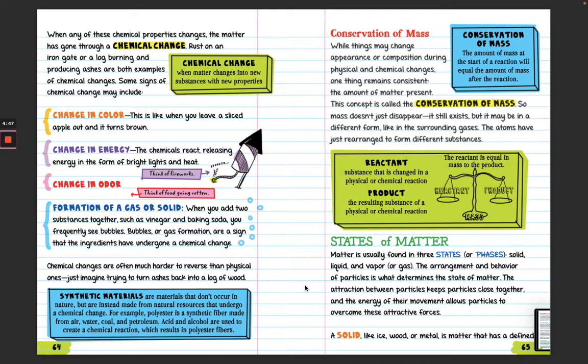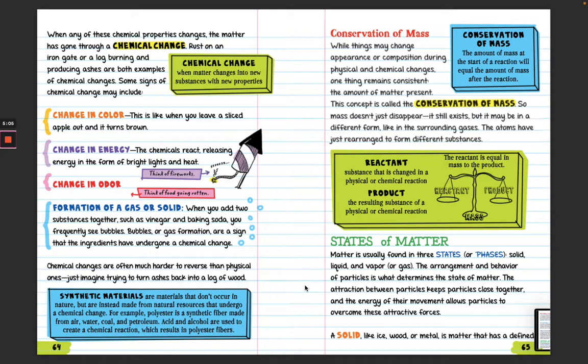Conservation of mass means the amount of mass at the start of a reaction will equal the amount of mass after the reaction. A reactant is a substance that is changed in a physical or chemical reaction, and the product is the resulting substance of a physical or chemical reaction. The reactant is equal in mass to the product.